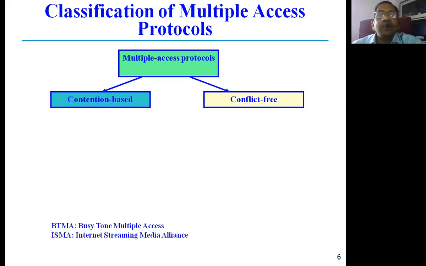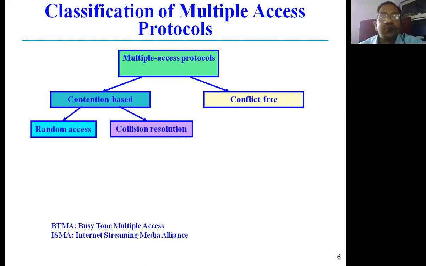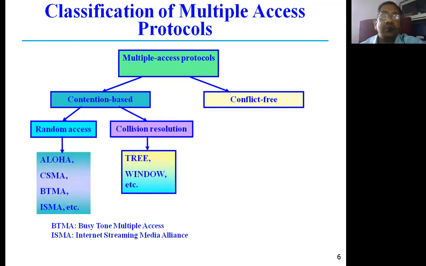Now, multiple access protocols, as we discussed, are going to be of two types. One is contention based protocols. Next one is conflict free protocols. Contention based protocols, once again, are of two types: random access, and collision resolution method. Random access means what we discussed earlier: Aloha protocol, CSMA protocol.